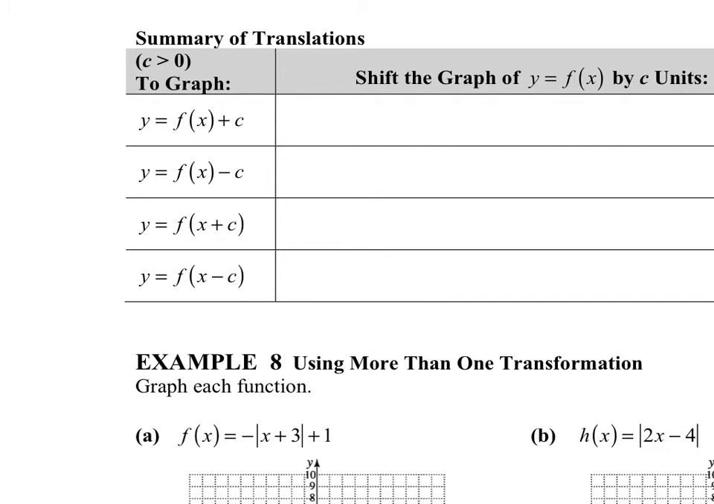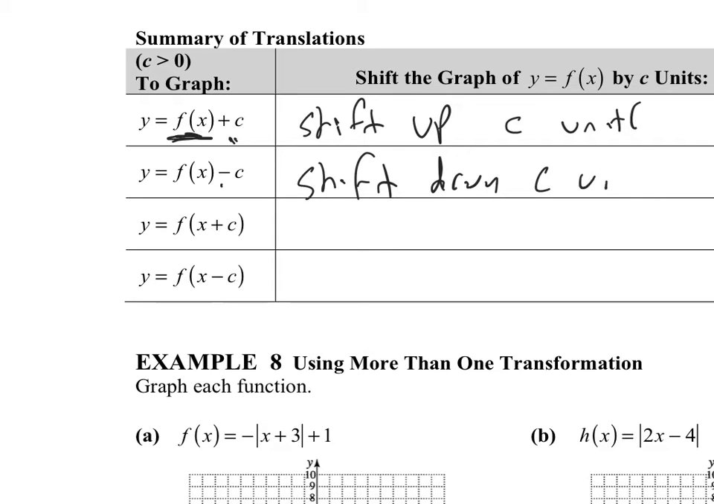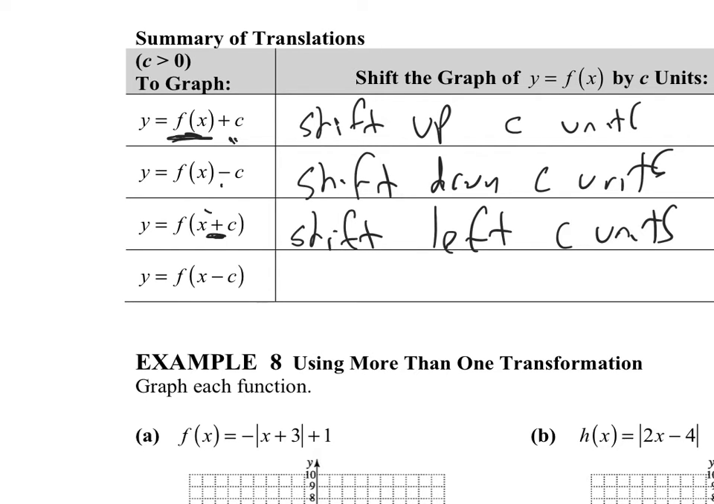f of x plus c, this thing is my parent. It's plus c, it must shift up c units. This must be shift down c units. This is inside the function, so we think opposite. In this case, c is actually a negative number, so we're shifting left c units. Even though it looks like it's positive, c is actually negative. It's going to be a minus c. This one, think opposite. Shift right c units.